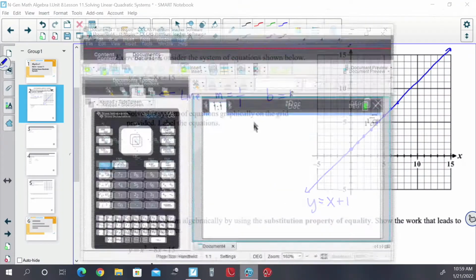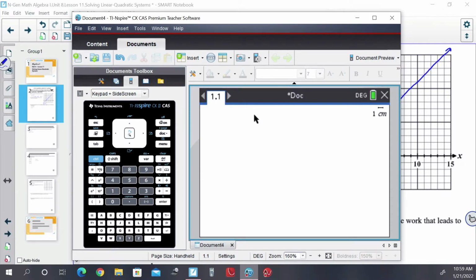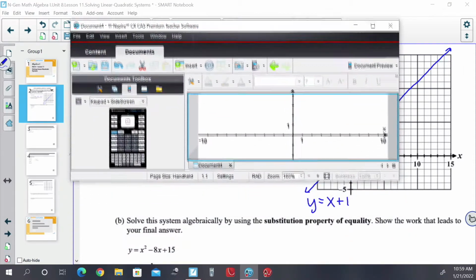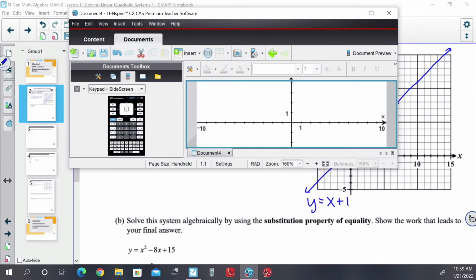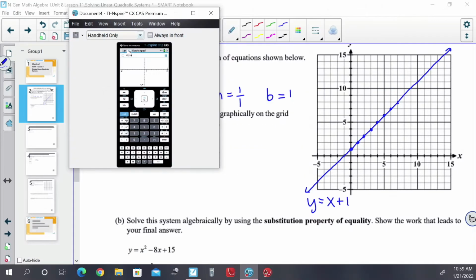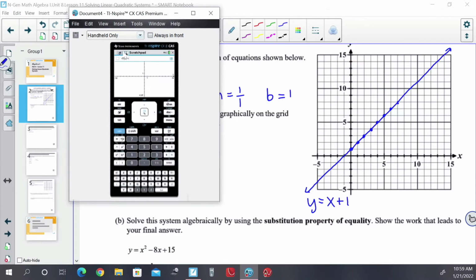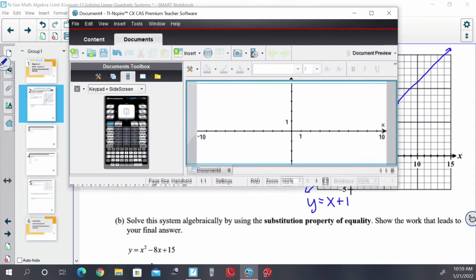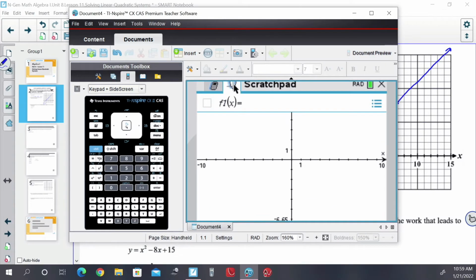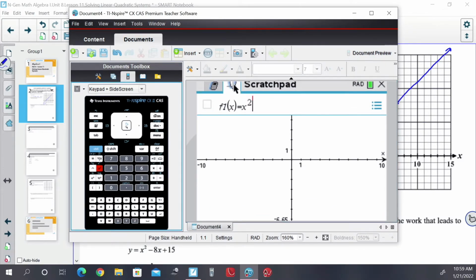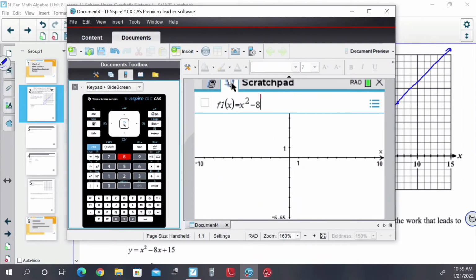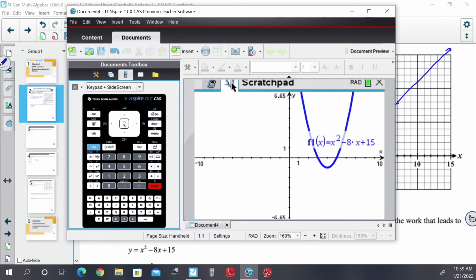All right, so I'm going to bail out of here. Open up my TI Inspire, and I'm going to put in a graph. I just want to put that parabola in. It's x squared minus 8x plus 15. That just got way, way smaller. I'm going to go back to handheld, and it continues to be small, so we'll drag it out and make it larger. Wow, gonna be one of those days. All right, let's see if I can do this. Minus 8x plus 15. Enter. There's my nice parabola.